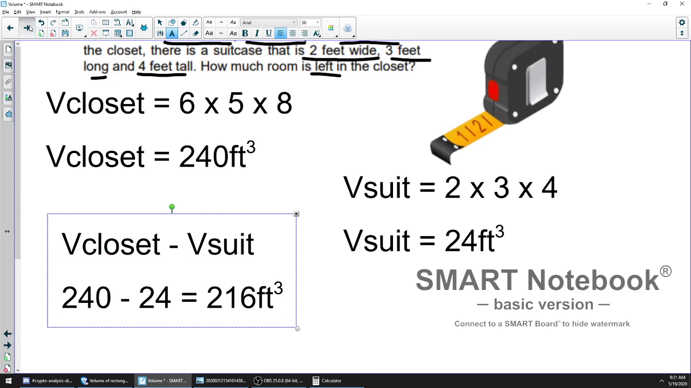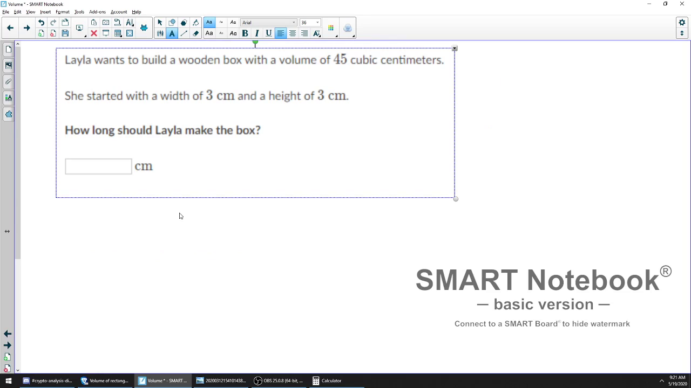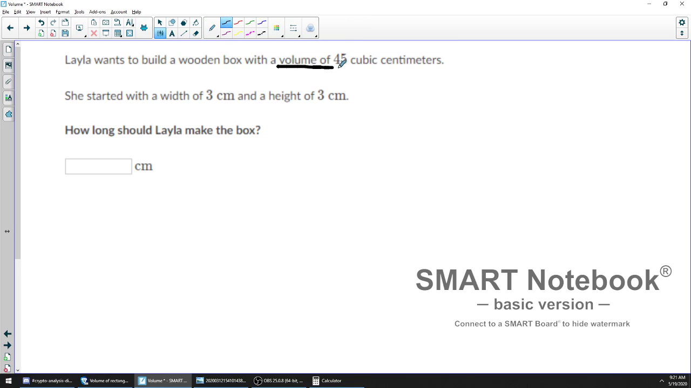Let's try another problem. This one's going to be a little tricky. Layla wants to build a wooden box with a volume of 45 cubic centimeters. So we already know the volume. She started with a width of 3 centimeters and height of 3 centimeters. How long should Layla make the box?